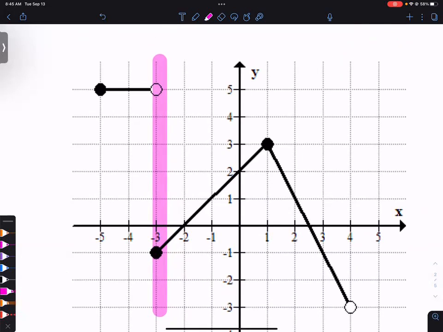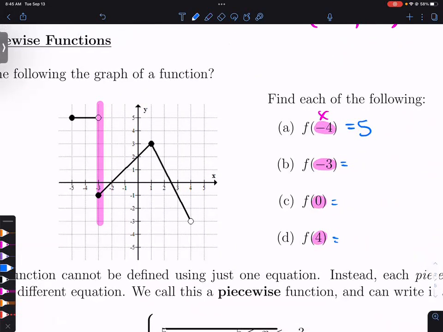Sort of looks like the thing shows up in 2 places, but this one's not included, but this one is, right? So at -3, I want to take this one that's filled in, the one that's included. So that would be -1. All right, what about 0? 0 would be 2, and 4. See some shrugs, people shaking their heads.